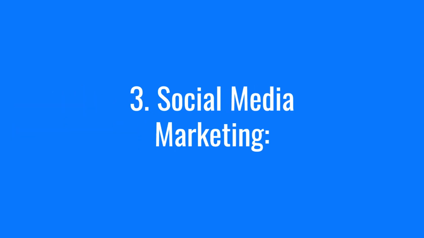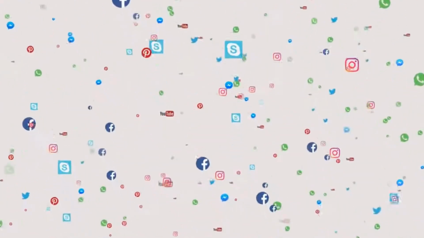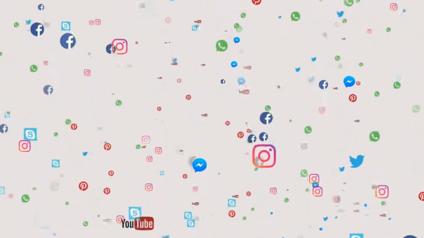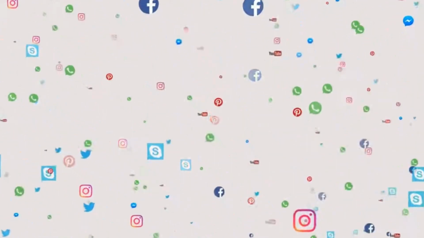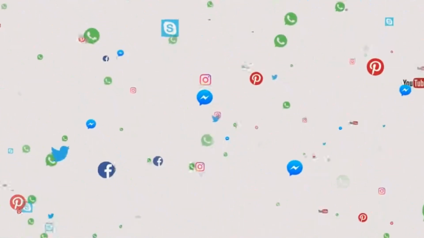Social media marketing. Promoting products or services on social media platforms like Facebook, Twitter, Instagram, and LinkedIn. This involves both non-paid and paid campaigns.